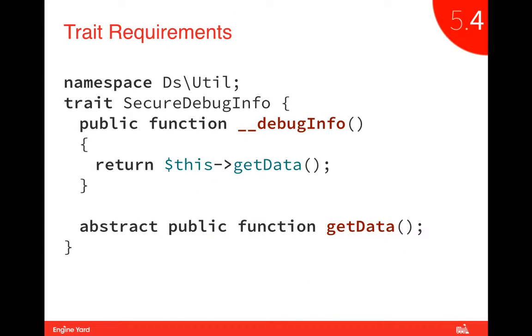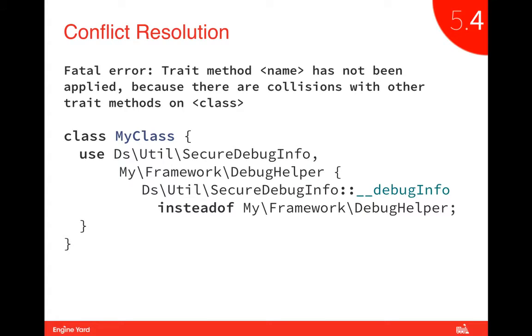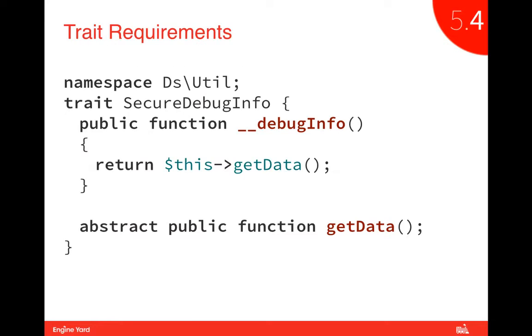You can also specify requirements. That's where abstract functions come in. So when you specify an abstract function, you're saying when you use this trait, the class that you're using it in, or something that extends it, because you could use it in an abstract class, for example, must define this function. So therefore, you can rely on that function within the trait. You can't do that with properties, though. Only methods.